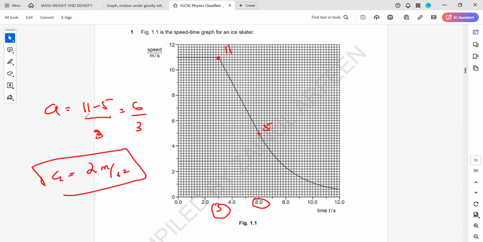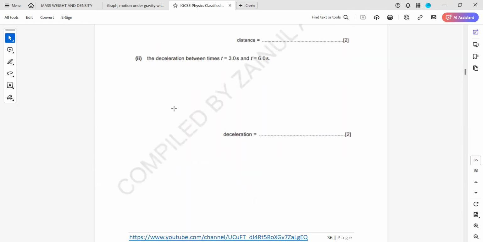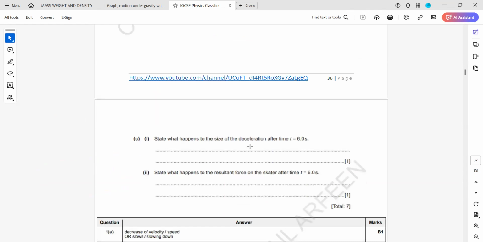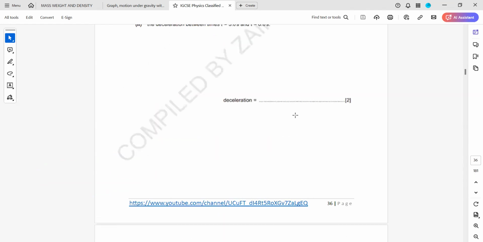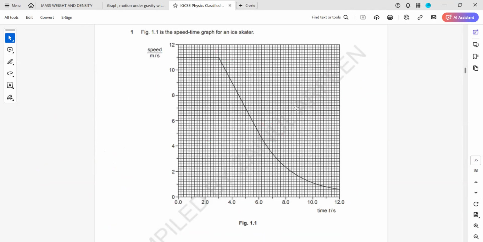I'll get 2 meters per second square. It starts with 11 and ends at 5, so the change in the speed was 6, and the time interval starts from 3 and ends at 6, so the time interval was 3. So 6 divided by 3 is equal to 2 meters per second square. What happened to the size of deceleration? The acceleration and deceleration depend on the slope.